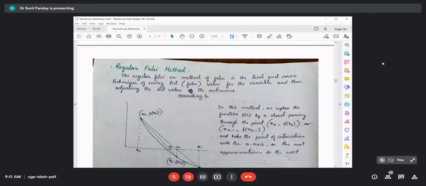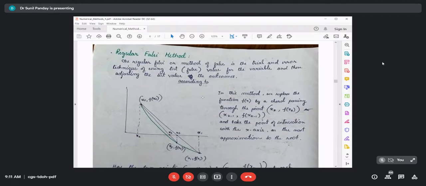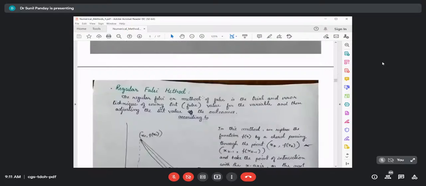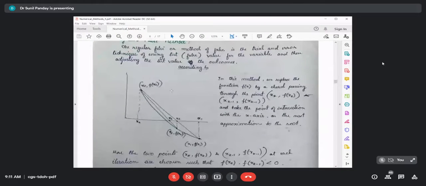Like the secant method, we have the regula falsi method. Regula falsi means that at every iteration we make a false assumption that we are getting the root, but that is not a root. That is an approximate root. So the concept is the same as in the secant method, but the condition is that here we select two points, x naught and x1, such that their f values have opposite signs.